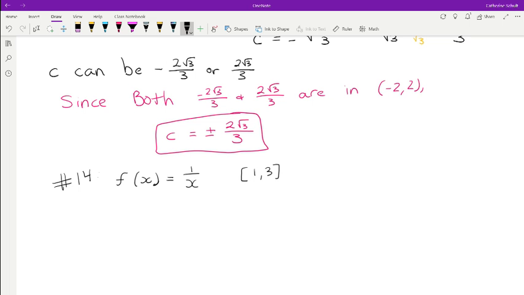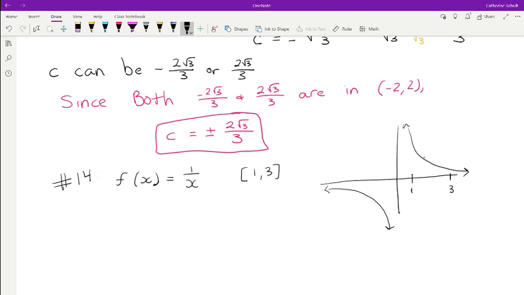So let's verify that they hold. We're looking at 1 over x, excuse me, on the interval 1 to 3. If you don't remember what the graph of 1 over x looks like, it looks like this. And the only number not in its domain is 0. X can't be 0. So if we're looking at 1 to 3, we're looking at this interval right here.